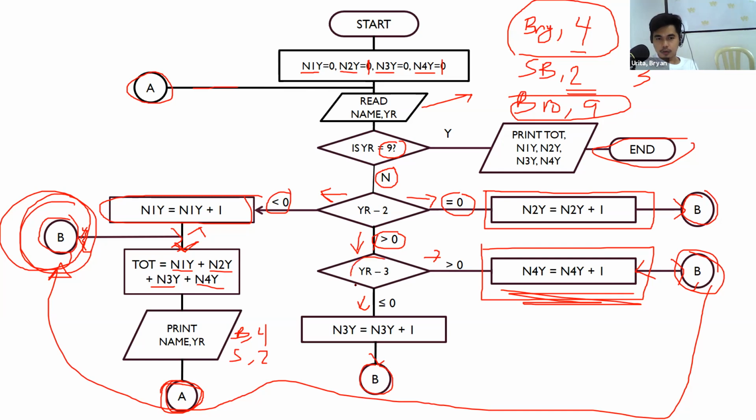So, pupunta siya dito. So, 3 minus 3, is it greater than 0? No. Is it less than or equal to 0? Yes. So may plus 1 ka ngayon sa year 3. So B, ganun ulit. Magpa plus 1 ka sa N1, N2, N3. So ganun lang, ipiprint lang yung mga in-enter mo. So meron tayong 1, 2, 3, 4. So dapat ang total natin ay dito, total will be 4.